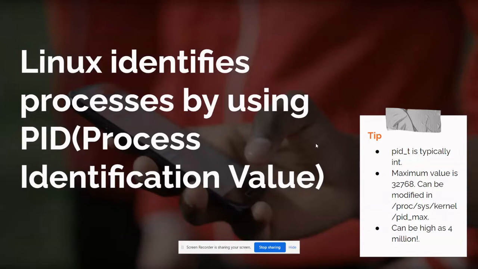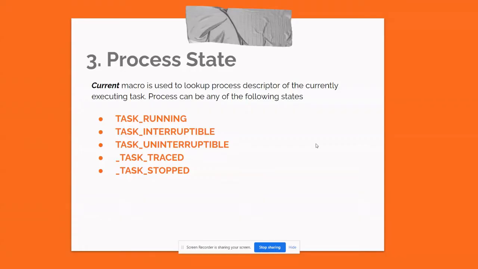Linux identifies processes by using the PID, or process identification value. You can check this in /proc/sys/kernel/pid_max. Its default maximum value is 32,768, but it can be as high as 4 million. It can be modified.